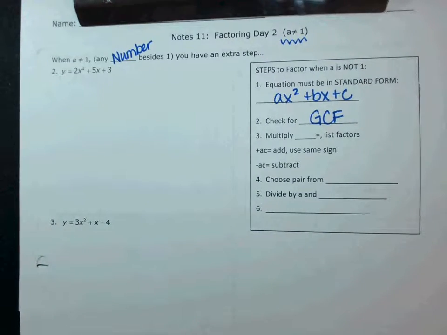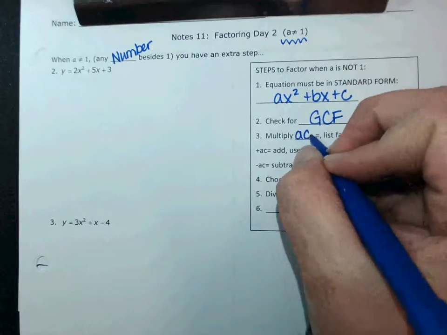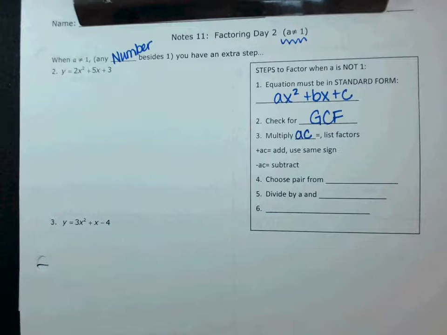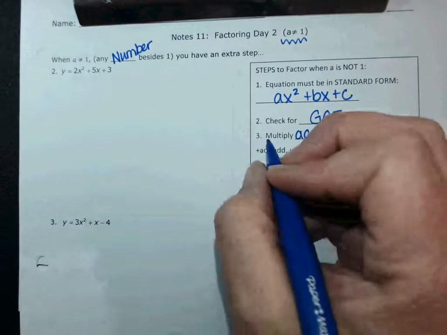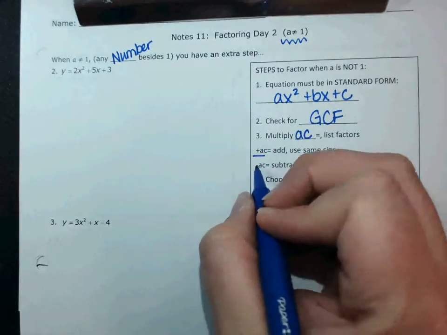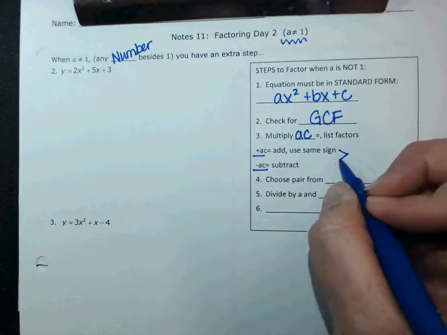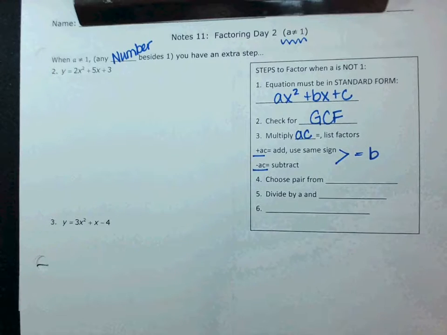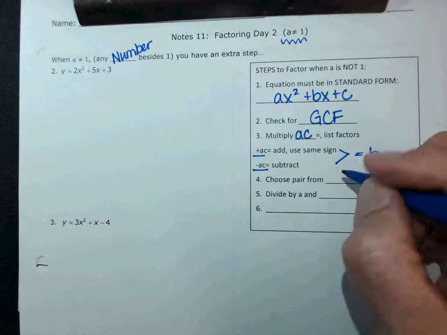And then you multiply A and C together. And then you're going to list out all your factors. Remember, factors multiply to the number that you want. Okay, if it is a positive AC, you're going to add. If it's a minus AC, you're going to subtract. Remember that you want it to equal whatever B is. Okay? You're going to choose a pair from the list.